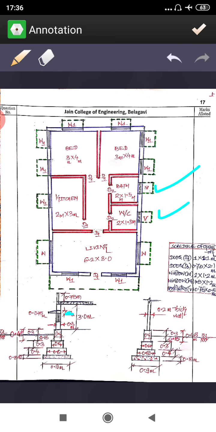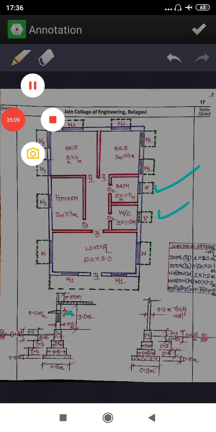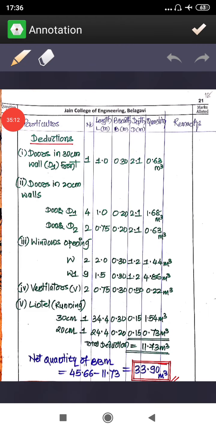Along with this, we have to do the deduction for lintel. The deductions are the same as what we did in the previous problem for the center line method. So here, one number, size is 1 meter, the height is 2.1, and the width is 0.3.